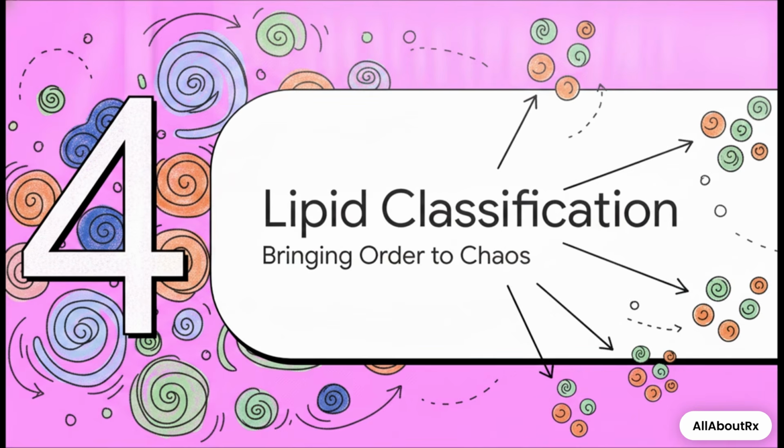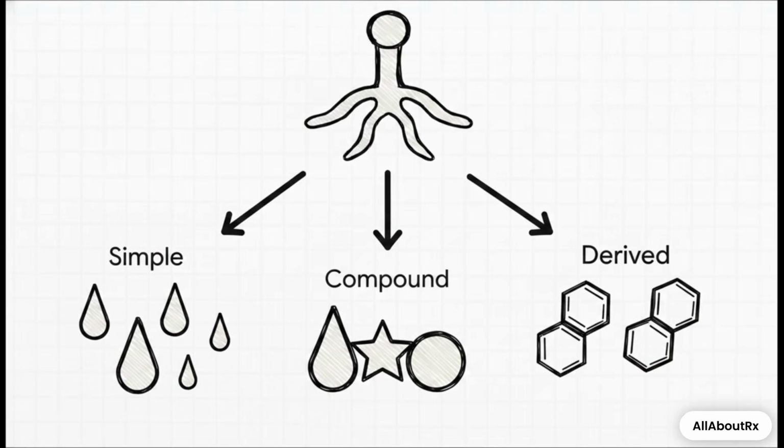Let's look at Section 4, the lipid classification system, bringing order to chaos. Now that we know what they look like, how do we group them? The lipid category is a massive biomolecular family. So just to keep things from getting too overwhelming, we broadly divide them into 3 major classes. Number 1, simple lipids, like neutral fats and waxes. Number 2, compound lipids, like phospholipids and glycolipids. And number 3, derived lipids, which include steroids and fat-soluble vitamins.